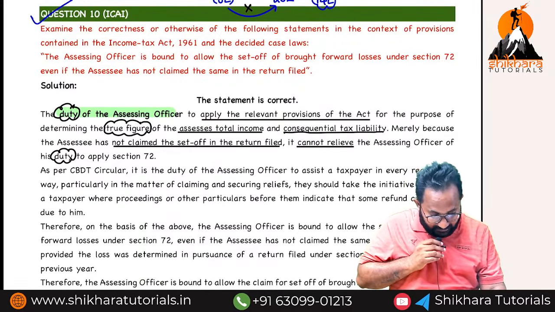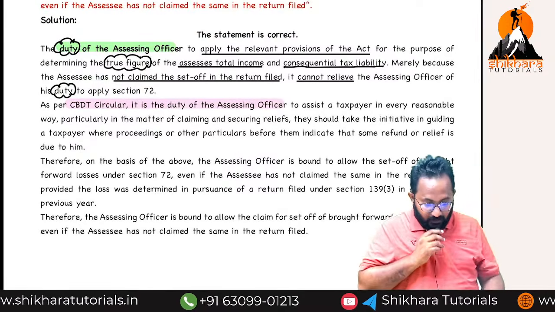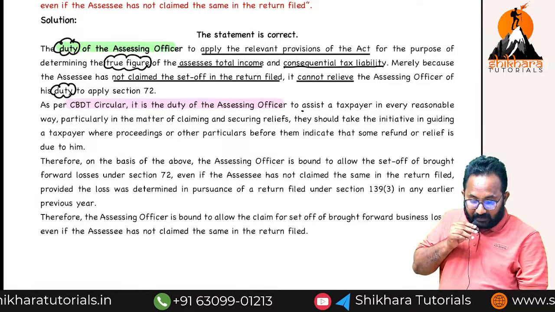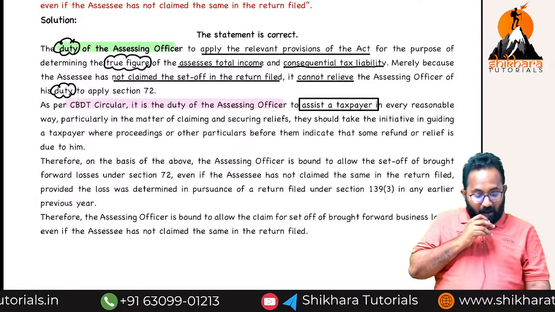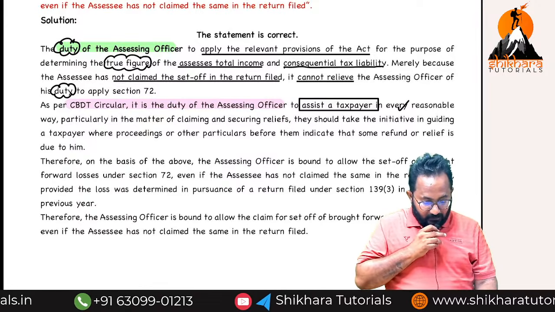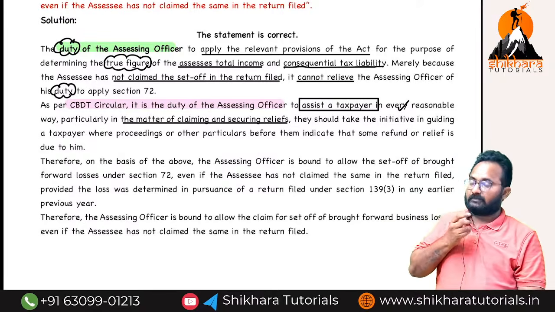But CBDT has also given one circular. What is the content of the circular? The assessing officer is required to give assistance to the taxpayer in all reasonable manners for getting the reliefs as well as refunds.